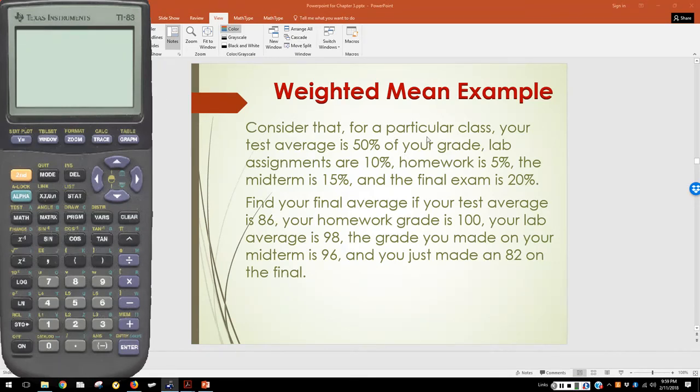test average, and this is not statistics, so don't take this as how you find your stats grade. The test average is 50% of your grade. Lab assignments are 10%, homework is 5%, the midterm exam is 15%, and the final exam is 20%. You want to find your final average. So you have your test average, which is 86, your homework grade is 100, your lab average is 98, the grade you made on your midterm is 96, and you made an 82 on the final exam.